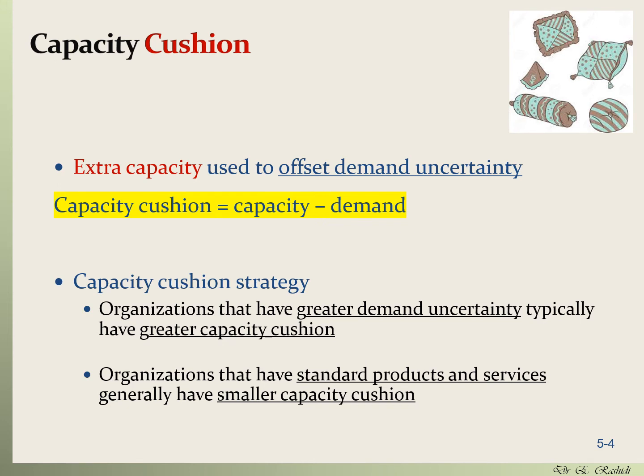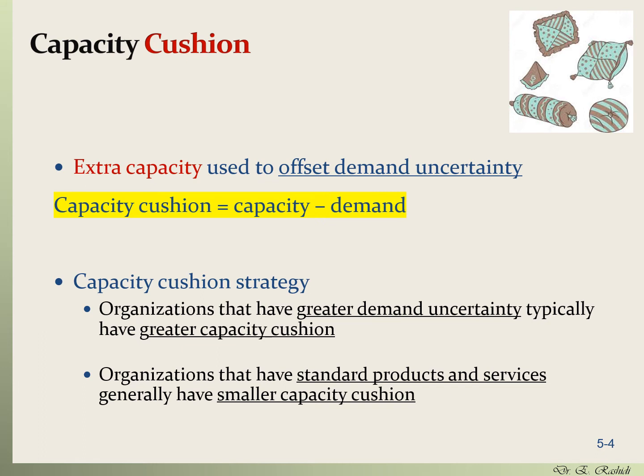And as we learned in the forecasting chapter, we know that our forecast is usually wrong. Because of this uncertainty in the demand and the demand level, the common practice is to have what is called a capacity cushion. The capacity cushion is the extra capacity used to offset demand uncertainty. Capacity cushion is defined as the capacity that you want to have minus the demand. So this extra capacity or surplus is to have an immunity against the uncertainty in the demand.